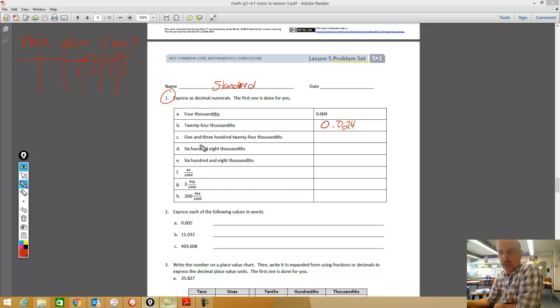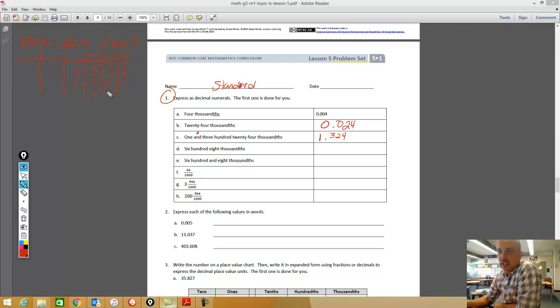Now I have 1 and. Anytime you see that "and," make sure it is your decimal. When you see "and," that's going to be your decimal. So I have 1 and 324 thousandths. Here I had 24 thousandths. Now if I had 324 thousandths, I have this number here: 1 and 324 thousandths, okay? Cool. 608 thousandths. If this is 324 thousandths, 608 thousandths.